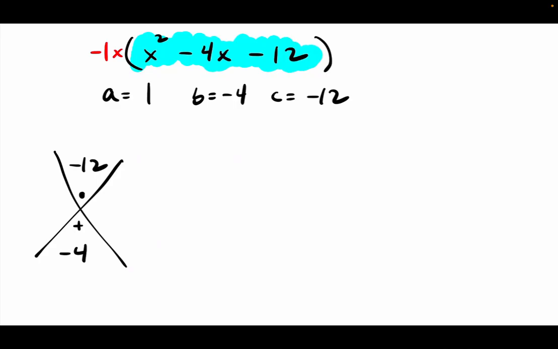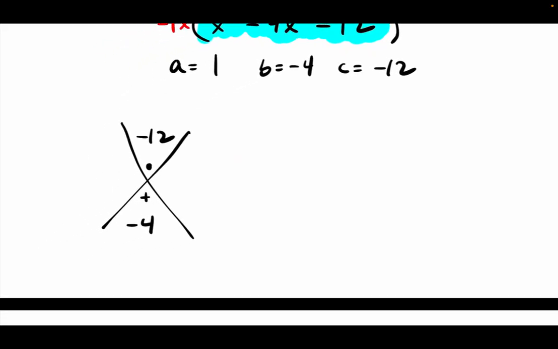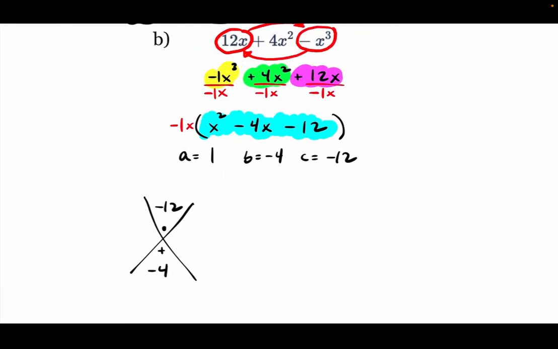So now I need the numbers that multiply to be negative 12, but also add to be negative 4. Okay, so like I said, some of you guys are good with the mental math. You guys, boom, takes you a couple seconds, you can get it. Let's say you didn't know how to do that. Well, let's make a list.